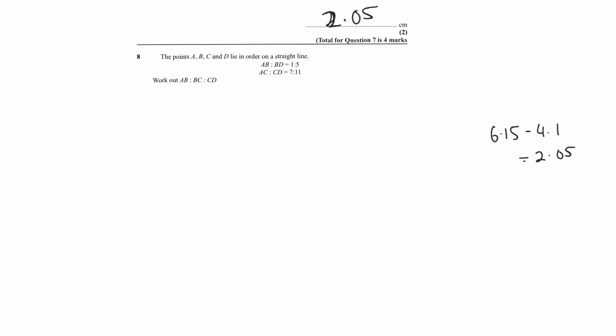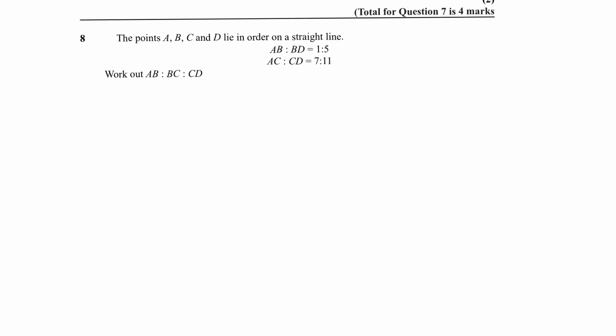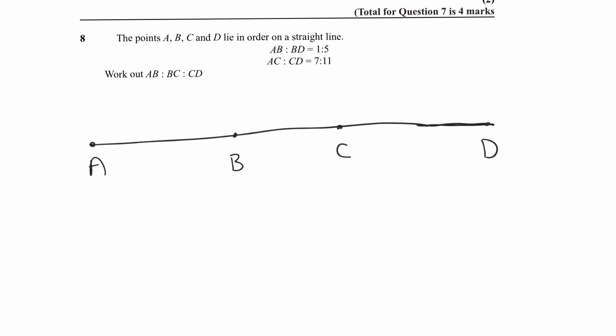Okay, then moving on to question number 8. So it says the points A, B, C, D lie on a straight line. Then it says the ratio from A to B and then B to D is a 1 to 5 ratio. So I call that 1.